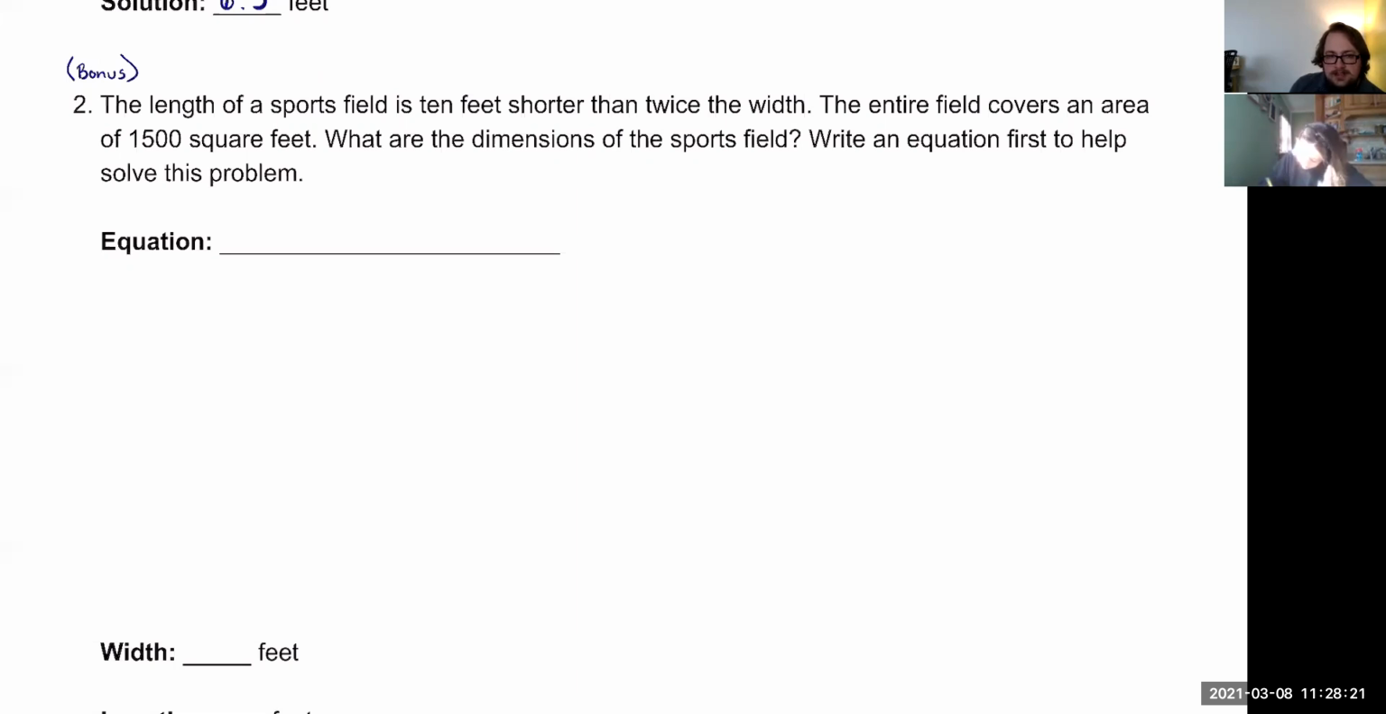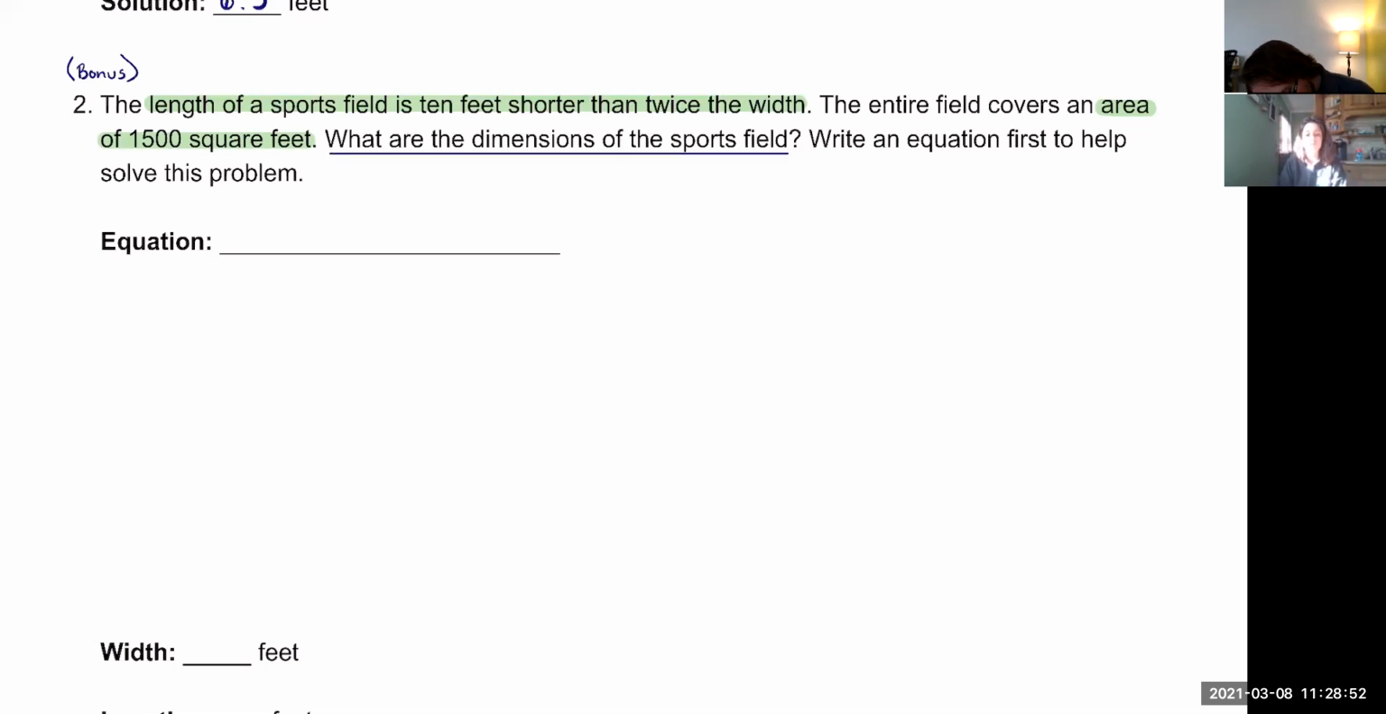So the scenario says that the length of a sports field is 10 feet shorter than twice the width. That seems important. It's telling me something about the length, and it happens to be in terms of the width. We'll come back to that in just a moment. The entire field covers an area, that sounds significant, of 1,500 square feet. The question is, what are the dimensions of the sports field?